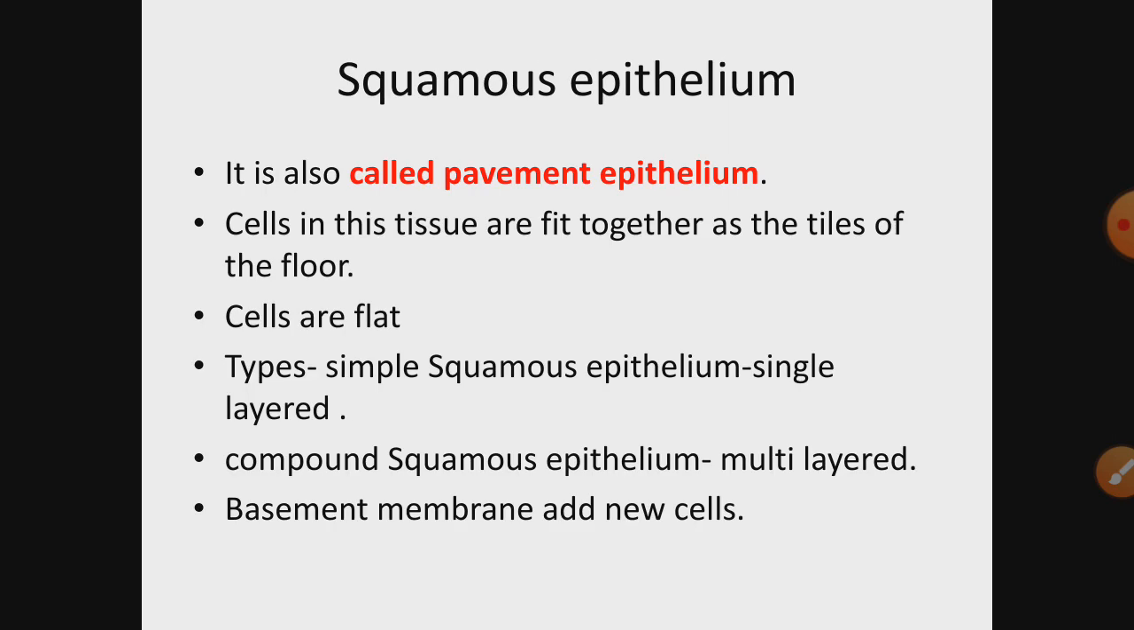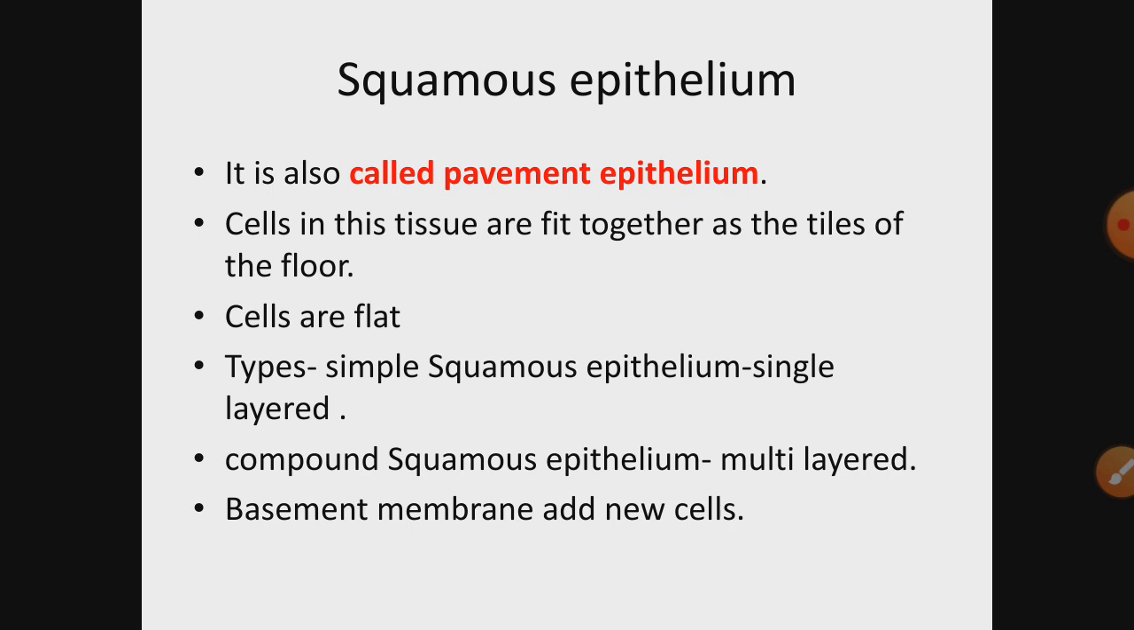Now today we will start the first one, that is squamous epithelial tissue or squamous epithelium. It is also called pavement epithelium because, just like the pavement or the footpath, the cells in this tissue are fit together as the tiles of the floor. It means no intercellular space is there. The cells are flat and they are closely fit together, just like the tiles of the floor.